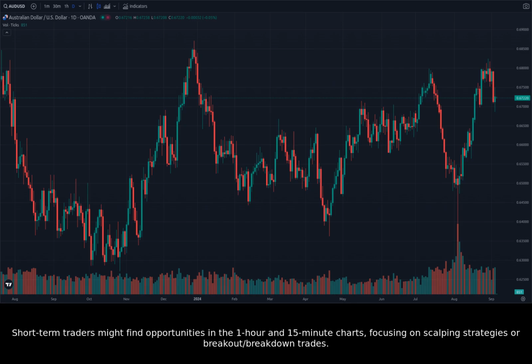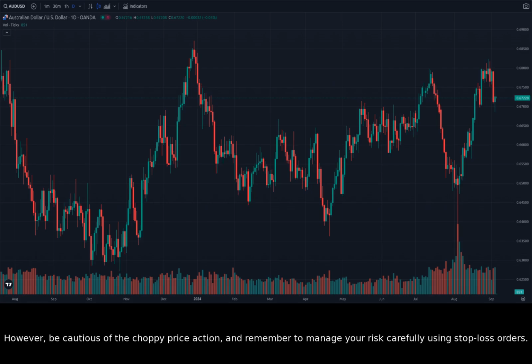Short-term traders might find opportunities in the 1-hour and 15-minute charts, focusing on scalping strategies or breakout/breakdown trades. However, be cautious of the choppy price action and remember to manage your risk carefully using stop-loss orders. Long-term traders might wait for a breakout or breakdown from the consolidation range before taking a position.